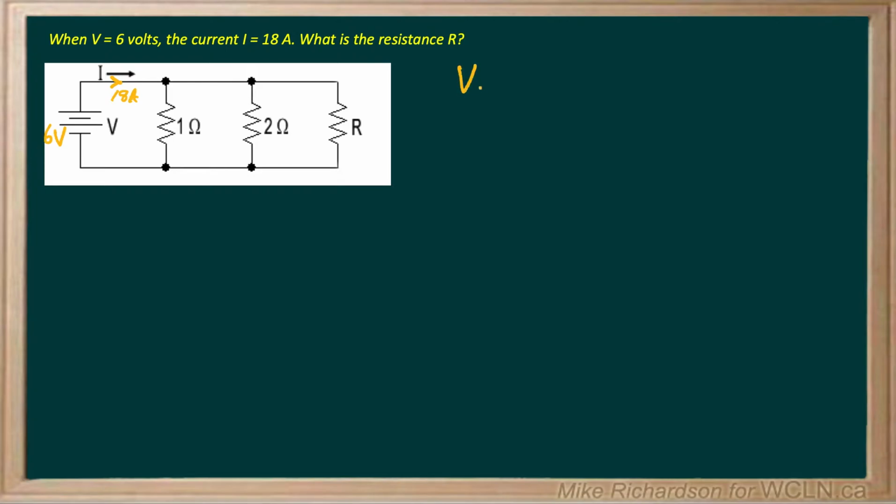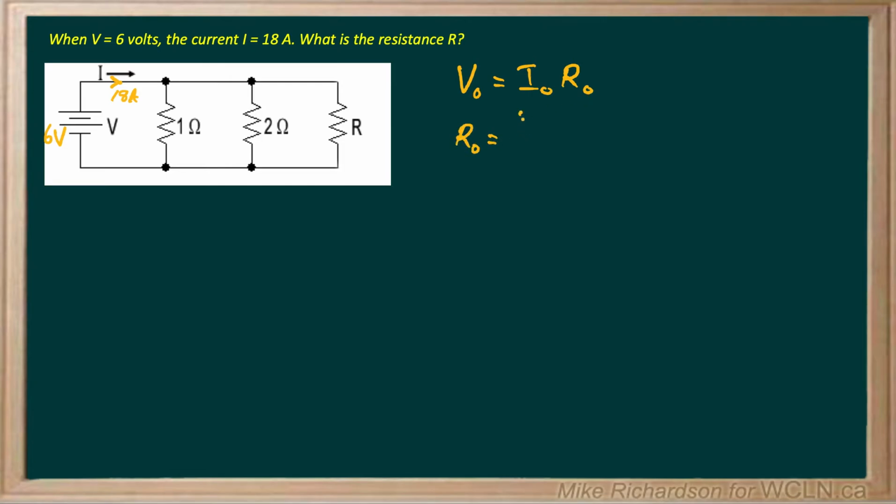So let's use Ohm's Law and figure out what our total resistance is. When I use Ohm's Law, I pair it with total values. So instead of saying V is equal to IR, I'm being specific. Total voltage is total current times total resistance. Put in my numbers. Well, let's solve it first.